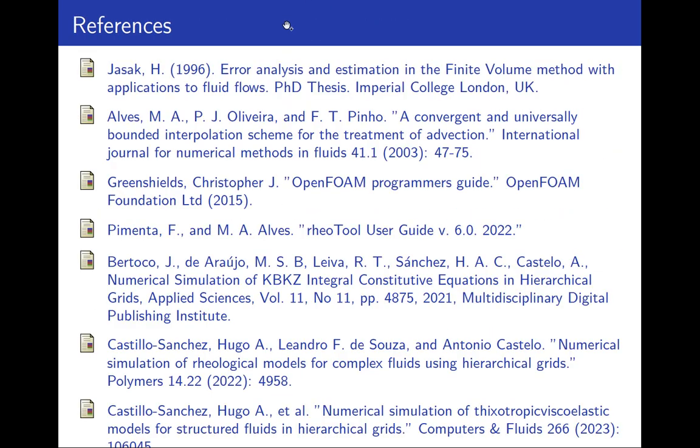And just to conclude, some references. My main reference was the doctoral thesis of Dr. Hasekk that was published in 1996 at Imperial College London. If you also want to know about other high resolution schemes, I recommend you to read this paper by Alves. You can also find really good information in the OpenFOAM Programmer's Guide if you want to read more about interpolation schemes, or in the Rheotool User Guide by Pimenta and Alves. That one is even more recent.